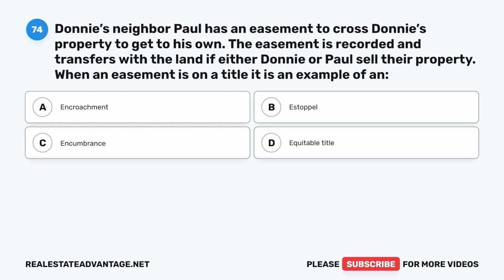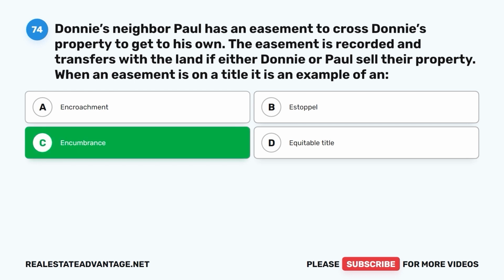Question 74. Donnie's neighbor Paul has an easement to cross Donnie's property to get to his own. The easement is recorded and transfers with the land if either Donnie or Paul sell their property. When an easement is on a title, it is an example of an: A. Encroachment. B. Estoppel. C. Encumbrance. D. Equitable title. The correct answer is C.